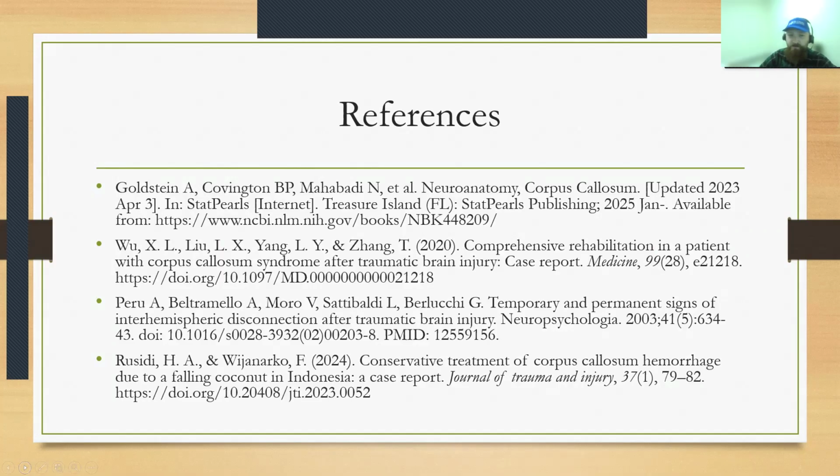And so hopefully this talks a little bit more about the corpus callosum. Hopefully this increases knowledge.